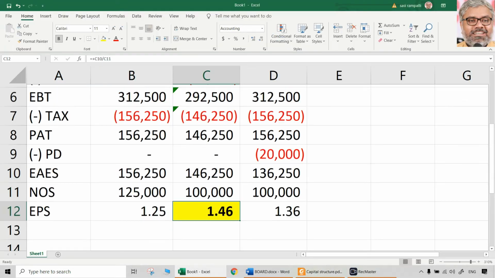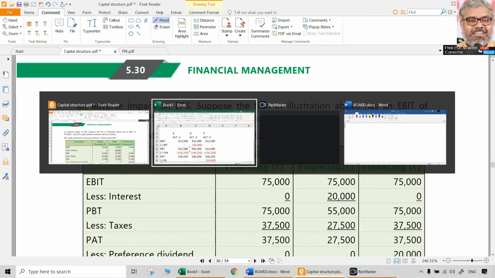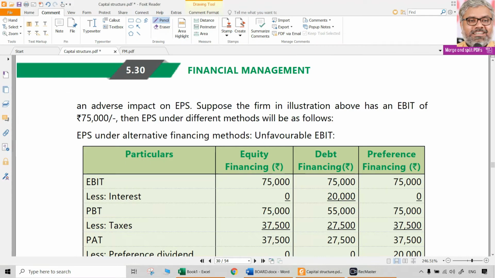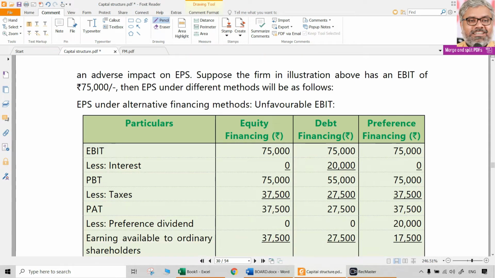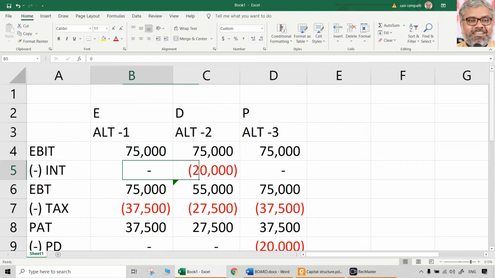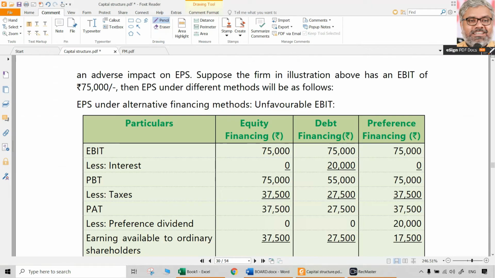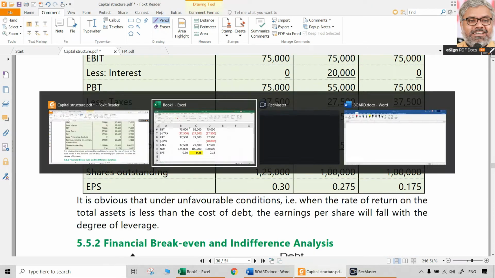Now let us look at another situation wherein you have to redo this again. What if the EBIT is not 3,12,500, meaning EBIT is much lesser than earlier? Then what happens? Let us recalculate this. Let us say 75,000 only is the EBIT. Then everything will change, but interest will still be the same. Tax rate will still be the same. Profit after tax will change. Now what happened? The EPS also changed.